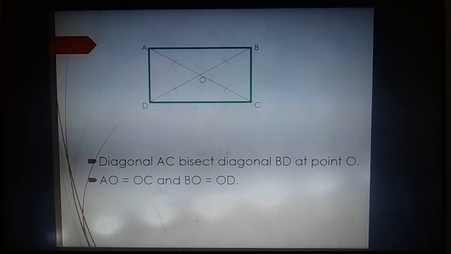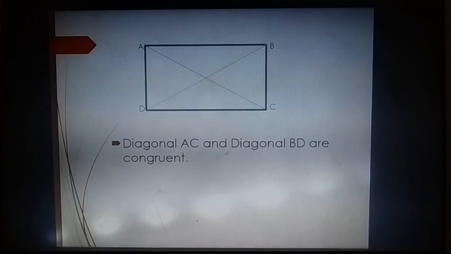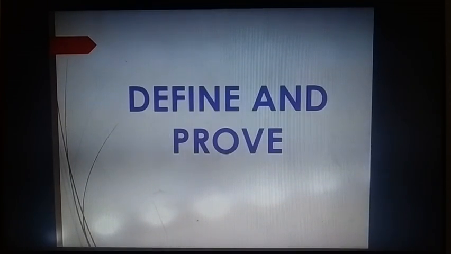Let us see the next property. Diagonal AC and diagonal BD of quadrilateral ABCD are congruent. This is one of the special properties of a rectangle. Now let us define and prove.